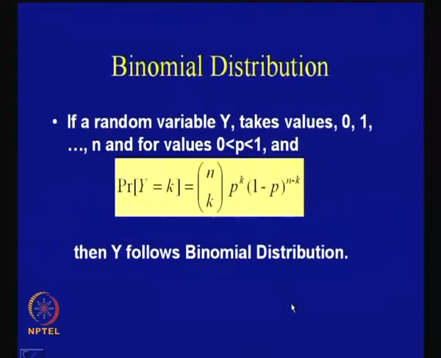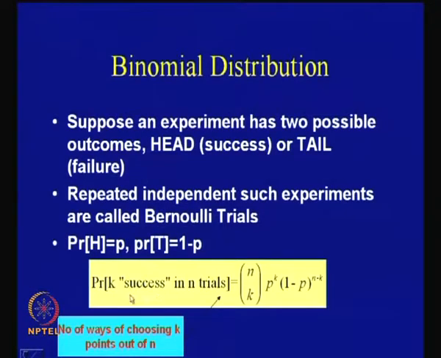Now if a random variable y takes values 0, 1 to n, that is, if I denote the number of successes in n trials by a random variable, then this random variable can take values from 0, that is there are no successes, to n, that is all of them are successes.